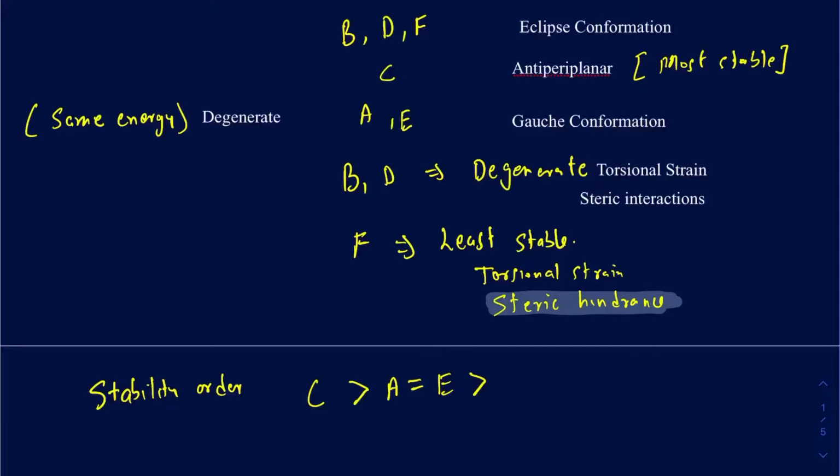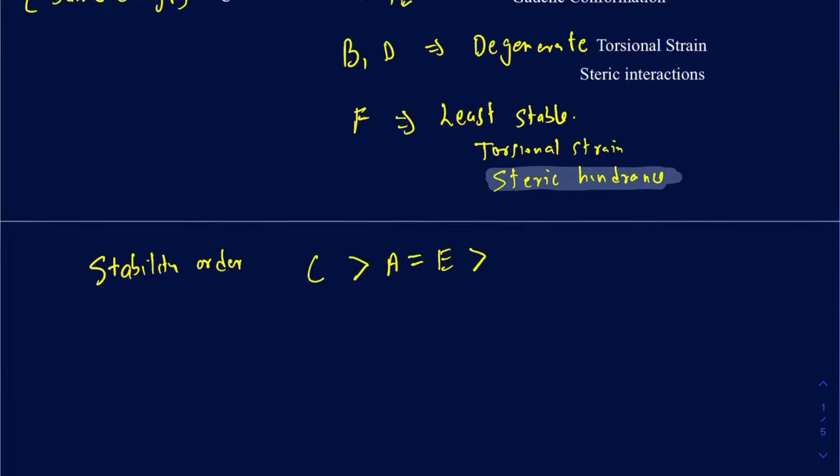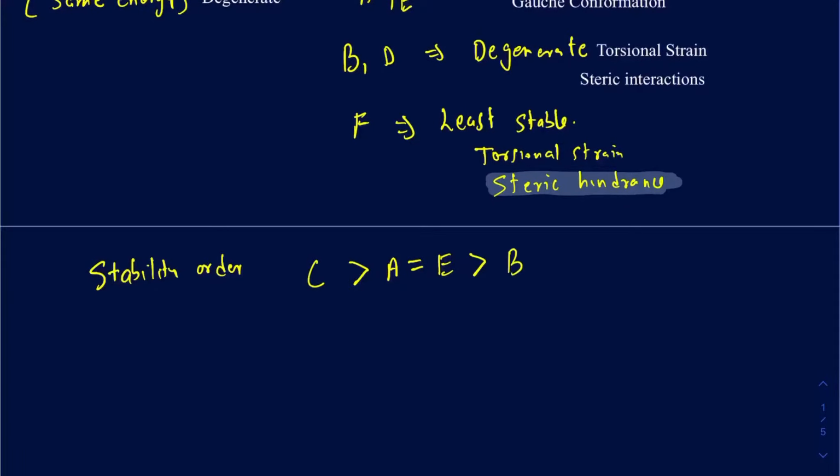Now, between the eclipse conformations, we figured out that your B and D are going to be more stable than F, because the steric hindrance in case of F is going to be bigger than in case of B and D. So I'll go ahead and write down B, and B is going to be the same as D. And then you're going to have F being the least stable.